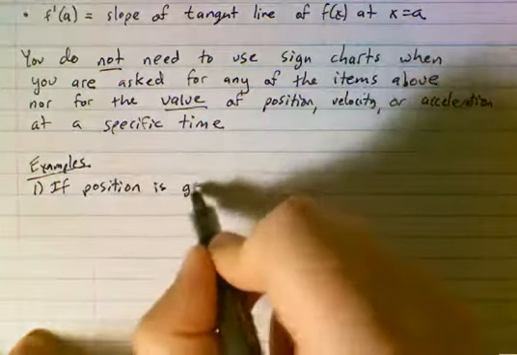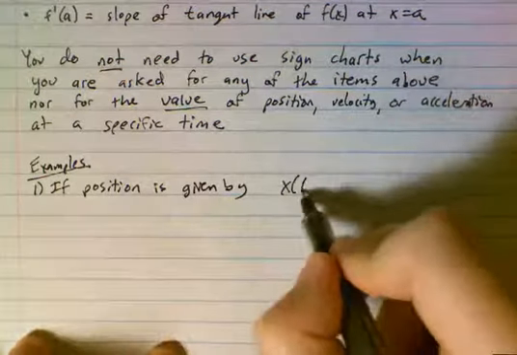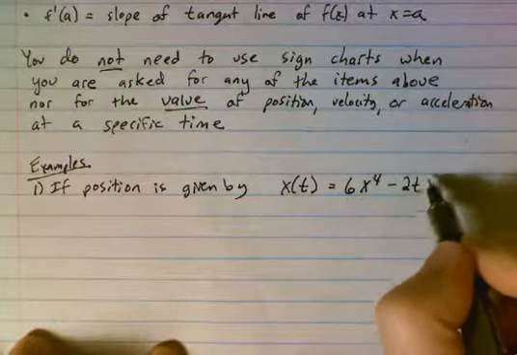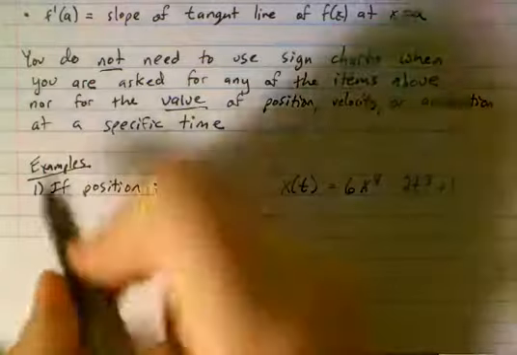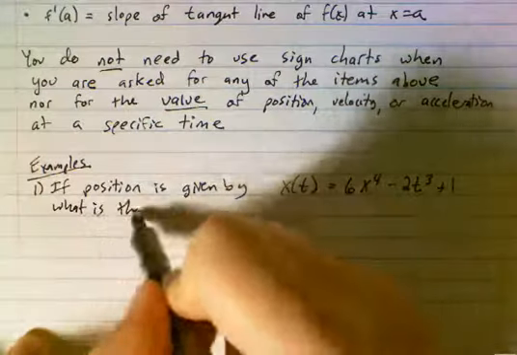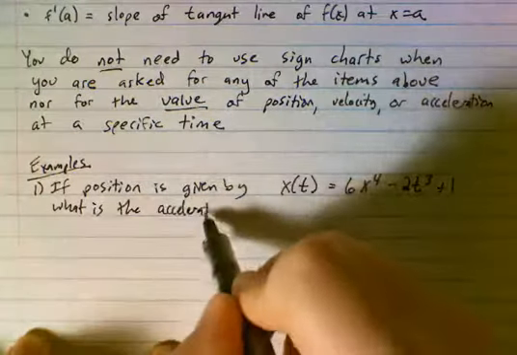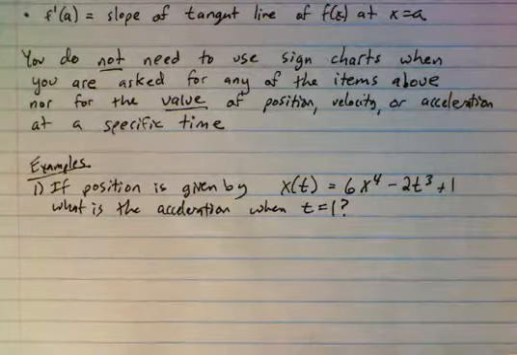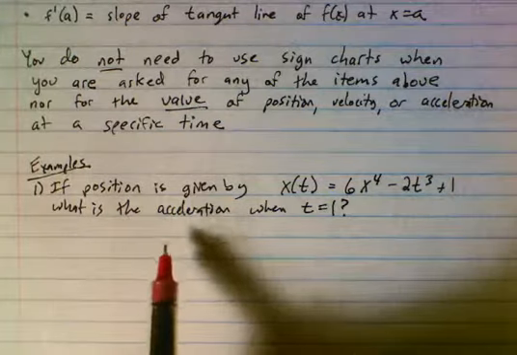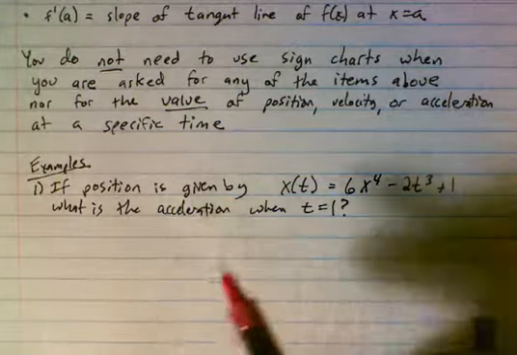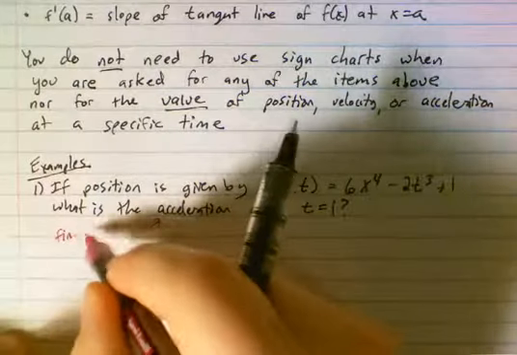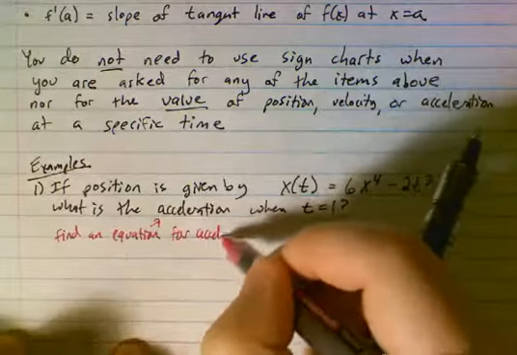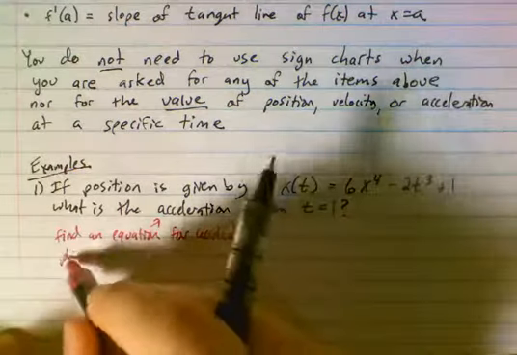If position is given by x of t equals 6t to the fourth minus 2t cubed plus 1, what is the acceleration when t equals 1? So in this case, we're not asked about when it's increasing, decreasing, minimum, maximum, whatever. All we're asked for is the value. So all we need is to find an equation and then plug 1 in for t.